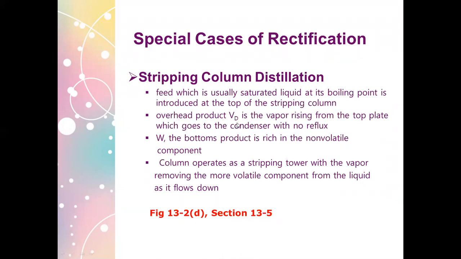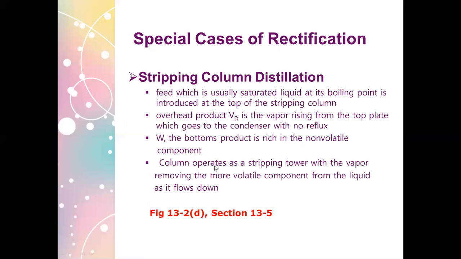The overhead product VD, that's the vapor leaving the top plate of your stripping section, is the vapor rising from the top plate which goes to the condenser with no reflux. So take note, this particular type of distillation does not have any reflux liquid. All of the vapors leaving the top plate of your stripping section are condensed. Everything is fed to the condenser. W, the bottoms liquid product, is rich in the non-volatile component.